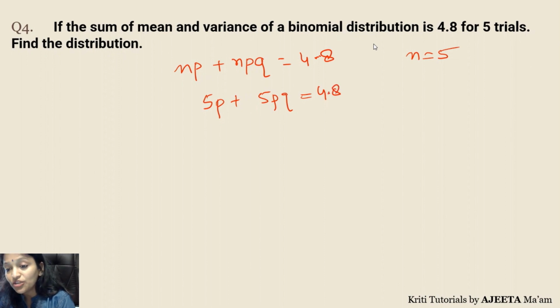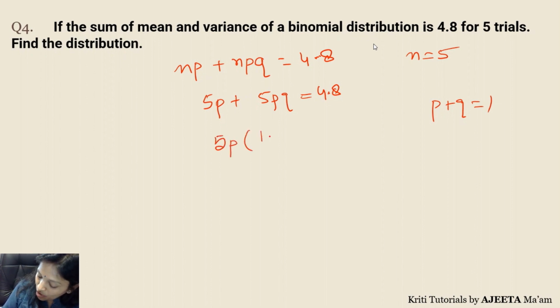Now there is one more relation that you have with you. P plus Q is 1. Now let's try this and work it out. So how can we do it? 5P common, so we get 1 plus Q here. Now P is 1 minus Q. So let's put P as 1 minus Q.